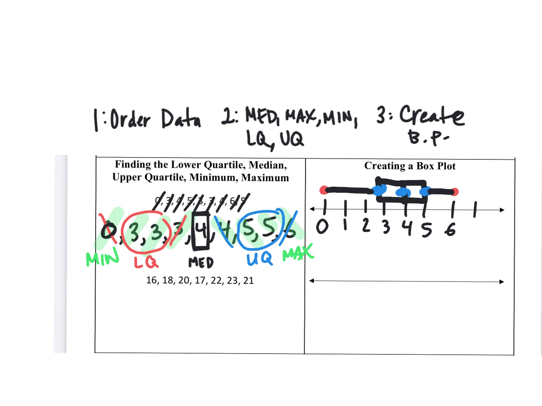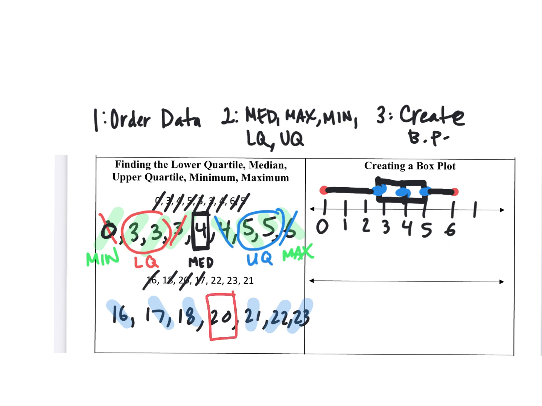All right, so let's put these in order if you haven't done it already. I have 16, 17, 18, 20, 21, 22, and 23. If you were to find your middle numbers, my median would be 20. So hopefully you were able to get your median of 20. And then my median here on the lower half would be 17. That's my lower quartile. And on the other half, this is my upper quartile, which is 22. And my minimum is 16, and my maximum is 23.